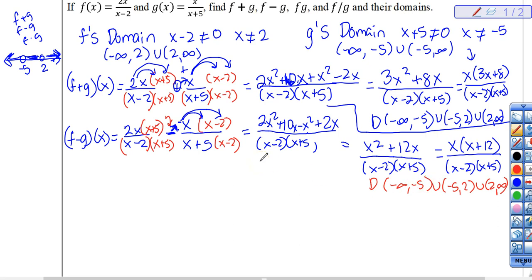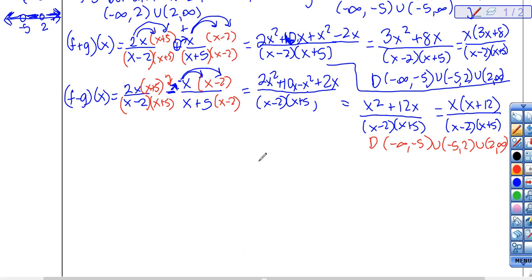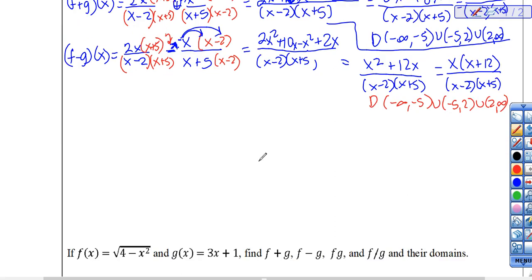All right, so those are the tough ones. And I don't even think they were tough, right? Okay, so now we're going to multiply and divide. These ones go much faster.